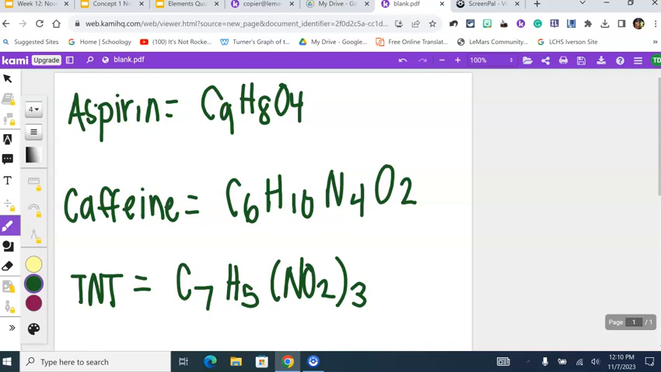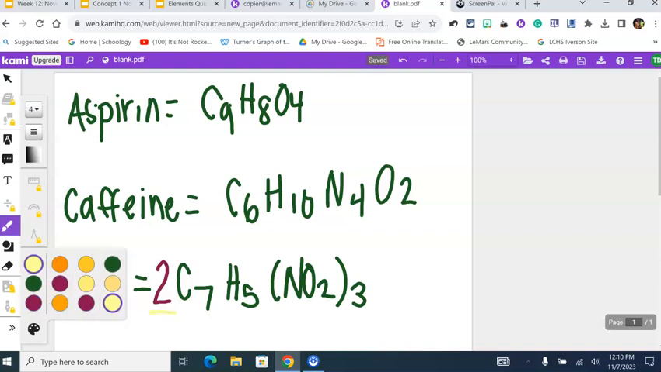And what you have to do is make sure, according to the law of conservation of mass, that you have the same number and kind of elements on both sides. And the way that you do that is by using what's called a coefficient. Now, I'm going to do some different colors here. So just a quick little math lesson.